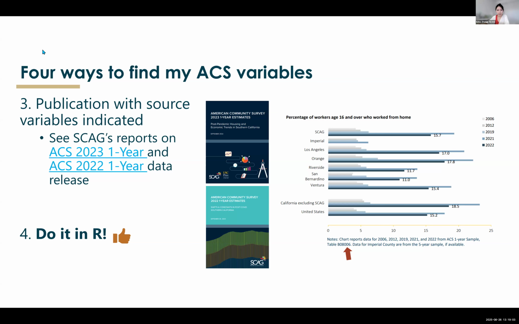The example I'm showing here is actually from the report on the ACS 2022 1-year data. You can see at the end of the chart, I put that the data is from the table B08006. If you have a pen and paper with you, you can write it down, because this is also the variable we are going to work with today. It's on work from home, well, commute mode in general. I'll show you later.